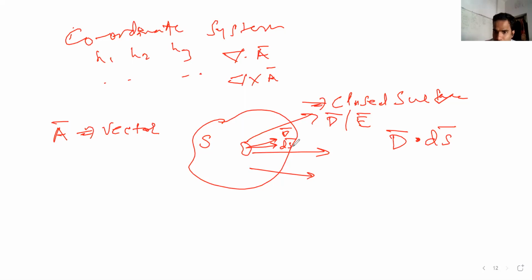And we do it along the entire surface. This is for a particular dS, like dS1. So this is D1 into dS1, plus the integral of D2 into dS2. I hope you all have solved numericals of this kind, where you add the flux through each surface.